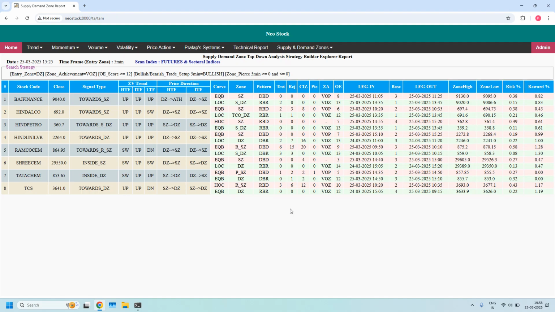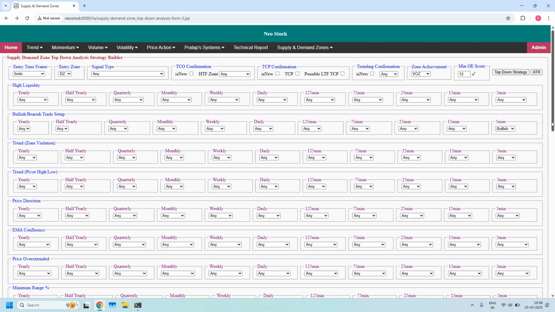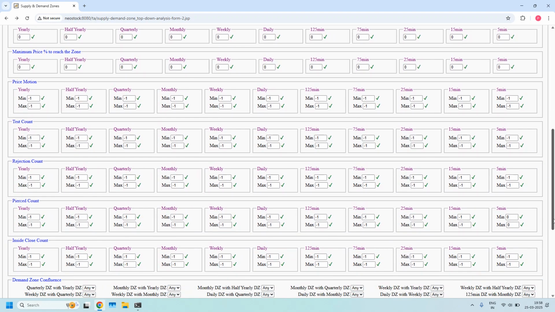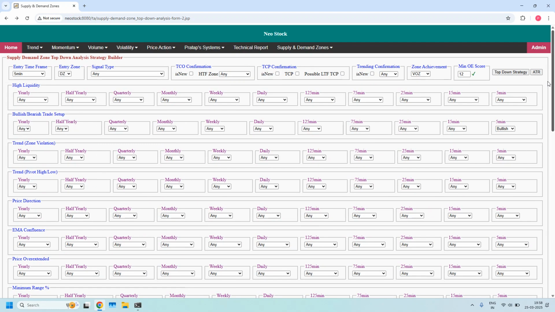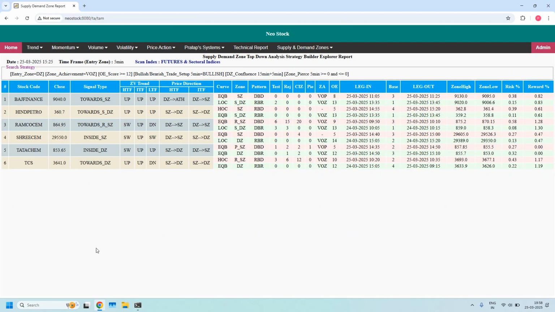First filter is 5 minutes and 15 minutes demand zone confluence. So I am enabling that filter, 5 minutes with 15 minutes demand zone confluence. With this filter, out of 8 stocks, we got 6 stocks. In these 6 stocks, these 5 minutes demand zones are overlapped with 15 minutes demand zones.